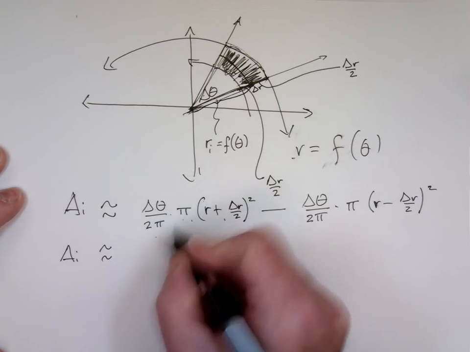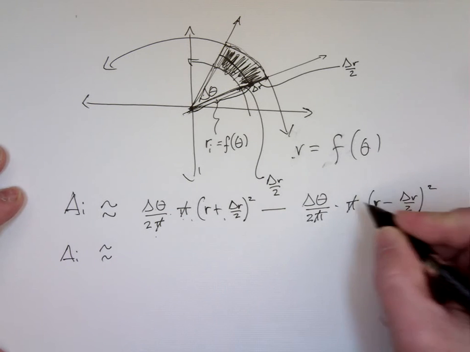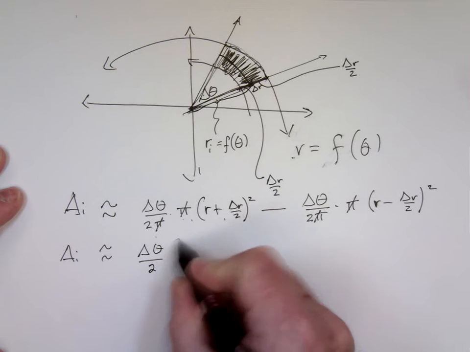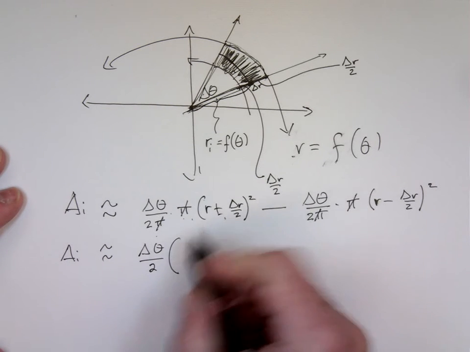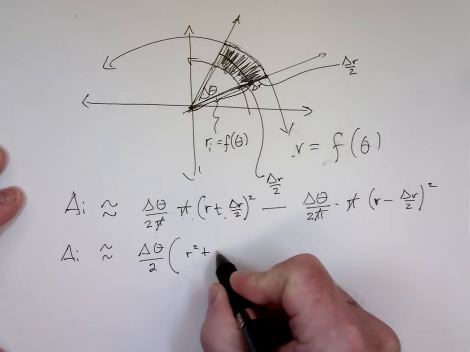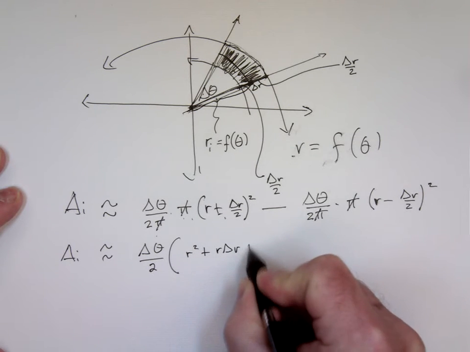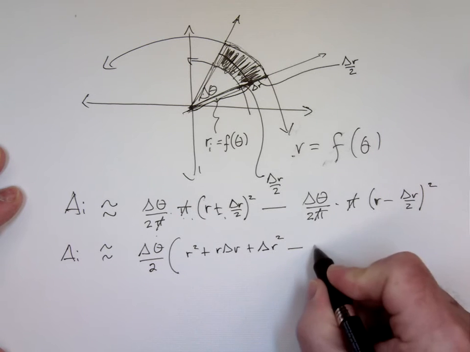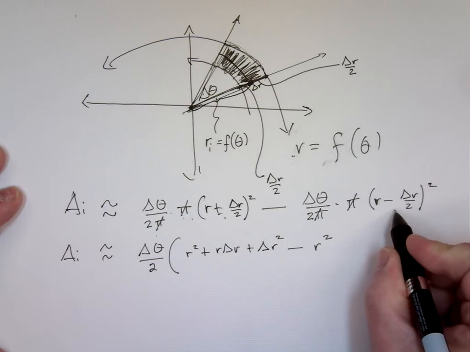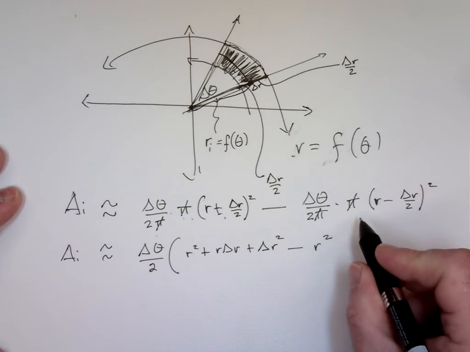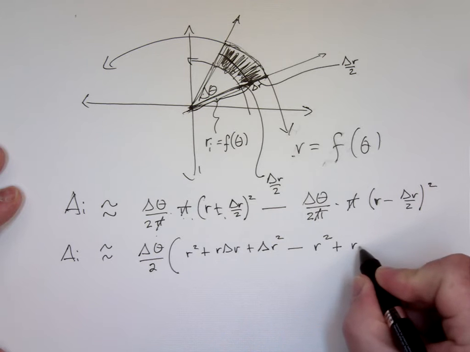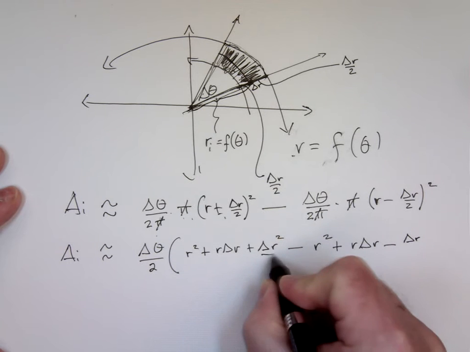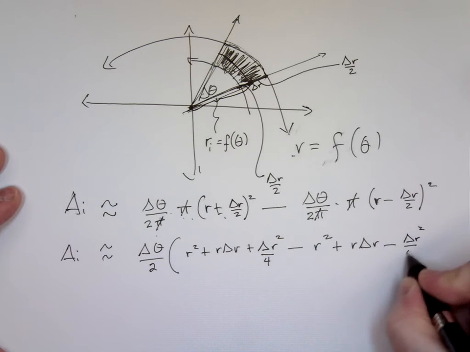Pi's cancel. I can factor out a delta theta over 2. And I'm going to have this squared. Twice the product, so the 2's cancel. Minus this guy. Middle term is a minus, so this becomes a plus. This is a plus, it becomes minus. That's over 4. All right, check that out.